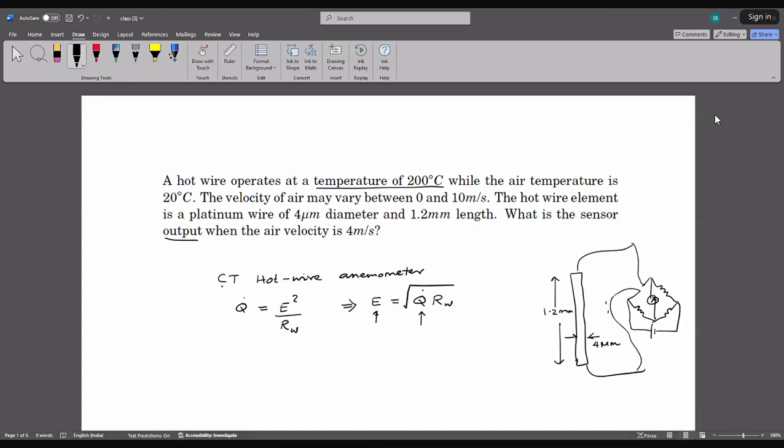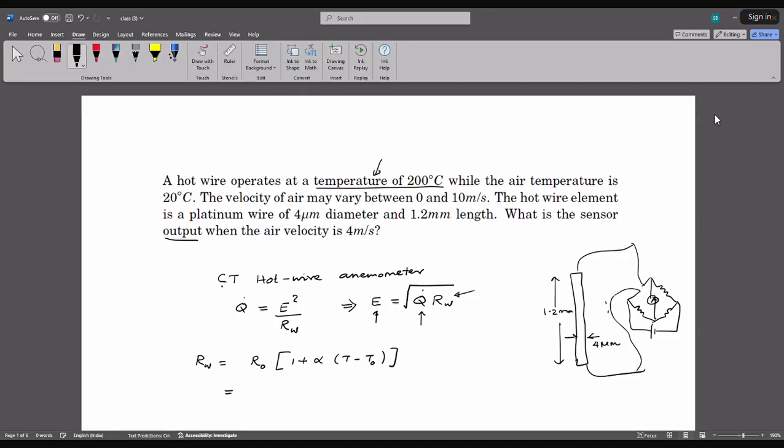So in order to find the voltage output, we have to know the heat that is lost, or dissipated, by this hot wire anemometer. And we also need to know the resistance of the wire that is at a constant temperature of 200 degrees centigrade. As we know, the resistance of a wire is the resistance at a reference temperature into 1 plus alpha times temperature minus the reference temperature, right?